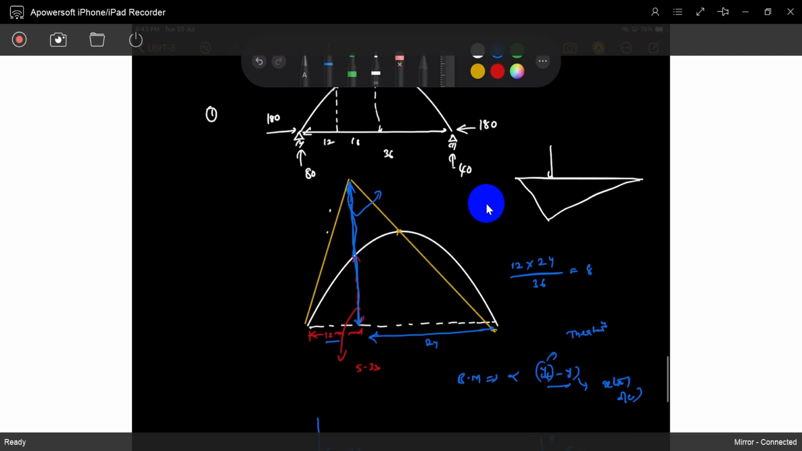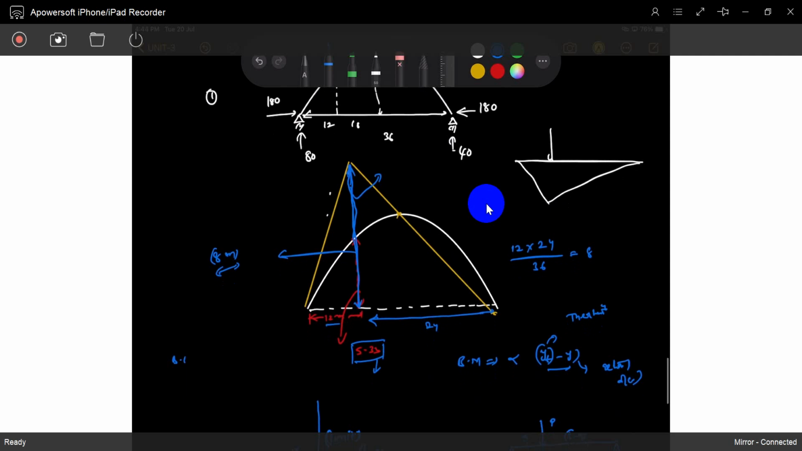That means actual arch is 5.33. Theoretical is 8 meters. So bending moment is directly proportional to 8 minus 5.33. What is that value? The answer is 2.67.